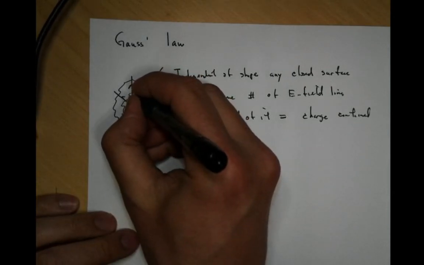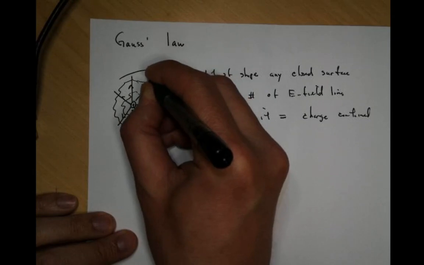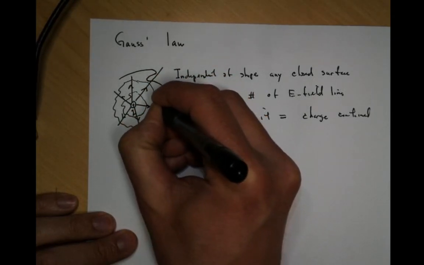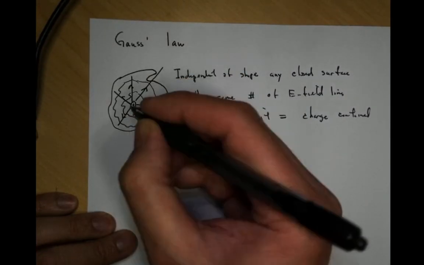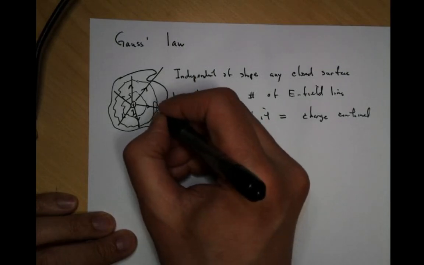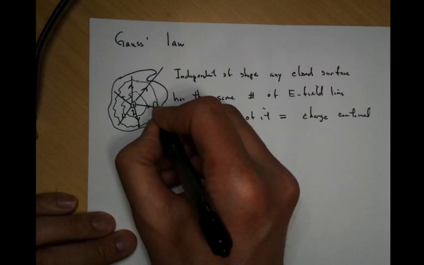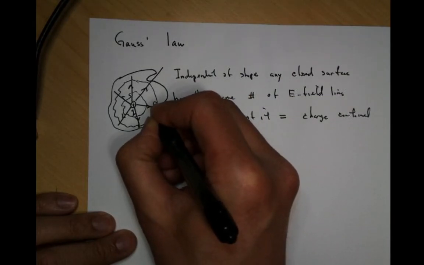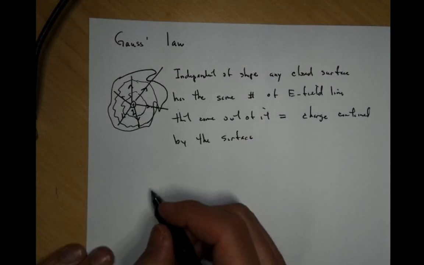You can even imagine really pathological things that look like this, or like that, for instance. Even in that case, if you count the number of lines that come out, it's still 6. This one comes out here, comes in again, which negates that previous one, and it comes out again. So no matter what, it is always equivalent to the number of charges that come out of it.